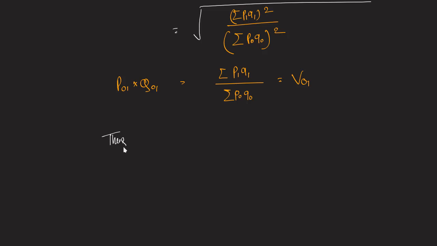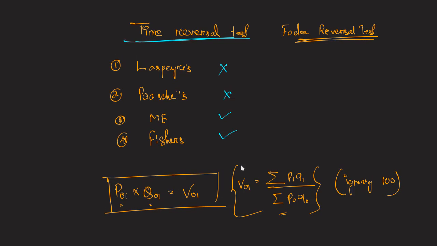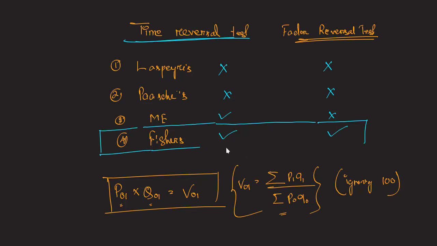Thus Fisher's index satisfies the factor reversal test. So let's go back to the table we made. What did we find in the table? For factor reversal, the last pair fails, Paasche fails, Marshall Edgeworth fails, but Fisher's passes. So Fisher's is the only formula among the index number formulas that passes both tests.